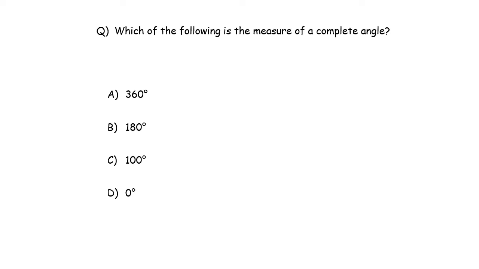One more question for you. Which of the following is a measure of complete angle? Complete means making a full round. You know, this is a line. First ray, and you are taking a whole round of this ray. Then the second ray is overlapping on the first ray. Then this is called 360 degrees. This is called complete angle. So my answer is this.